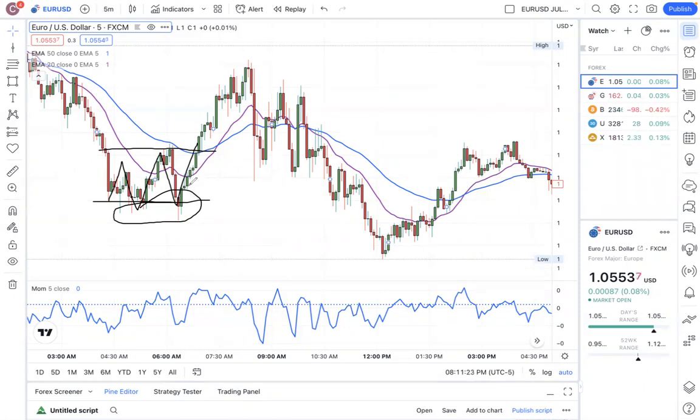So we see it ranging. We see the liquidity. We see the candle finally crossing above both EMAs. Let me erase some of this stuff. We see this liquidity. We see the range. We see the break of structure on the upside. And then I'm pretty sure the MOM is above 50.